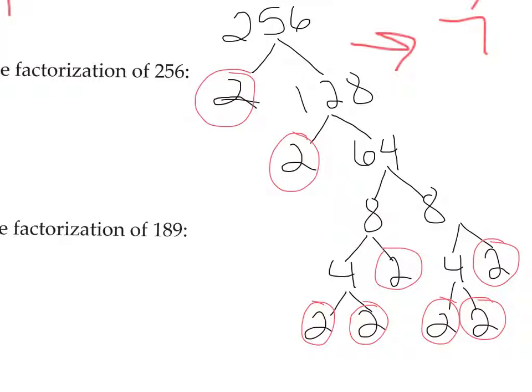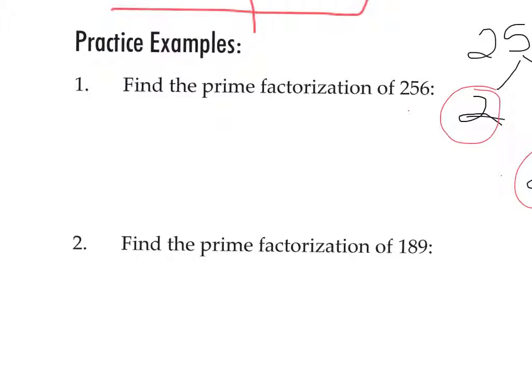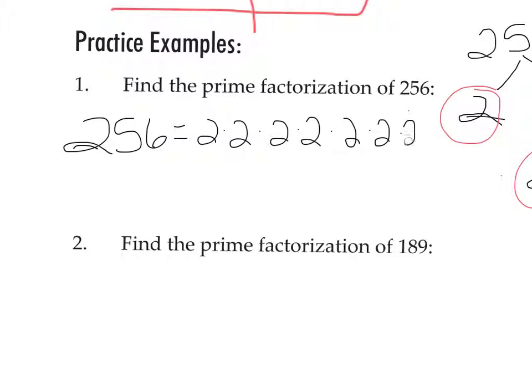So when we get ready to write 256, I have 1, 2, 3, 4, 5, 6, 7, 8 2's. So I can write that as 256 equals 2 to the 8th power. If you don't remember the exponents, it's fine. We're going to go over exponents here in a little bit. So let's do it again.